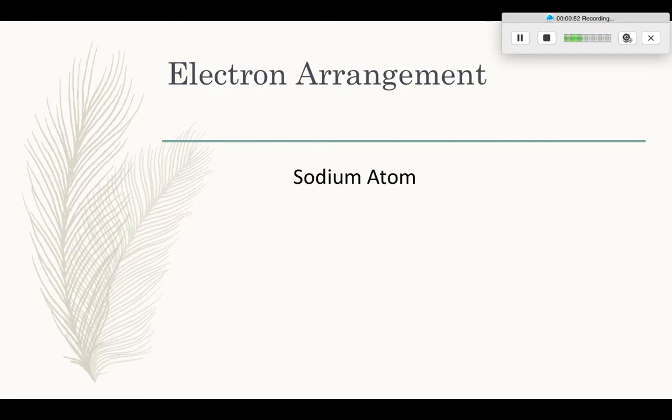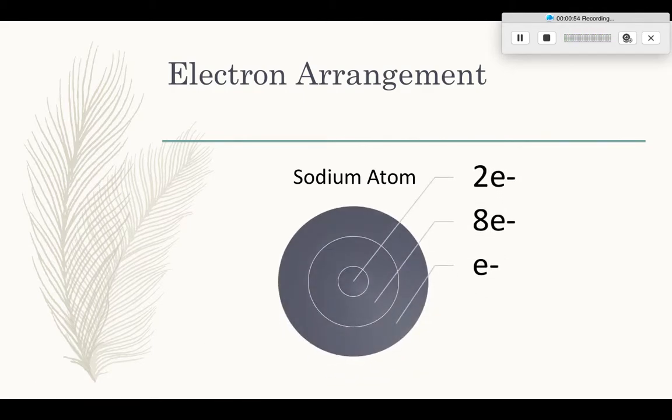Electron arrangement, sodium atom. So for the sodium atom, in the first energy level, it has 2 electrons. For the second energy level, it has 8 electrons. For the third energy level, which is the outermost, it has only 1 electron.